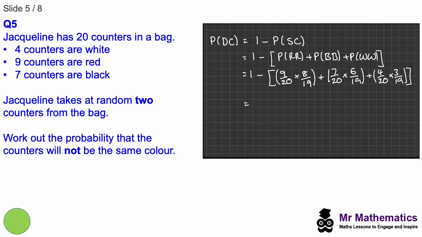So now we have a probability, and we can work all of this out, and we get 1 minus 63/190. And this is 127/190 for a probability of choosing two different colours.